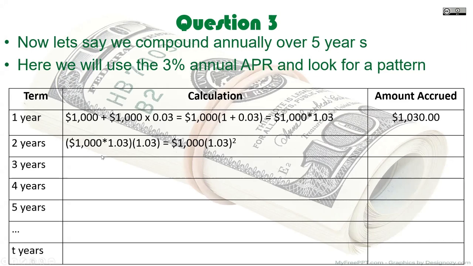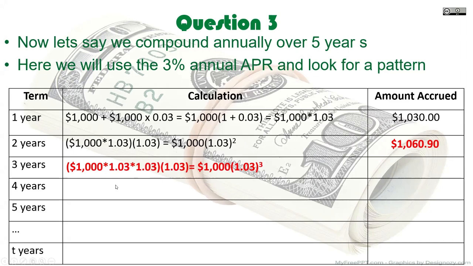In our second year, we do the same process. We start off with the principal that we have, and we multiply it by what we got from here, same thing, 1.03. And now this year, our second year, times 1.03, because that's our interest in our second year. And we see that these two are the same. So what we can do is square them. Now when we put this into our calculator, we get $1,060.90.